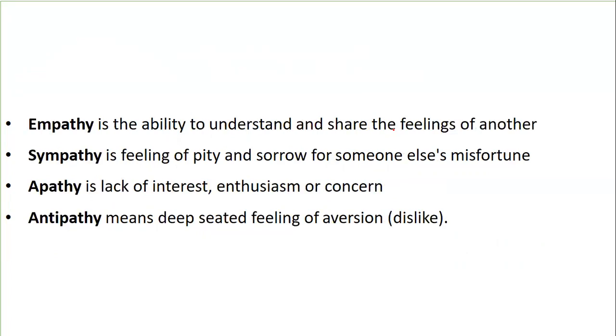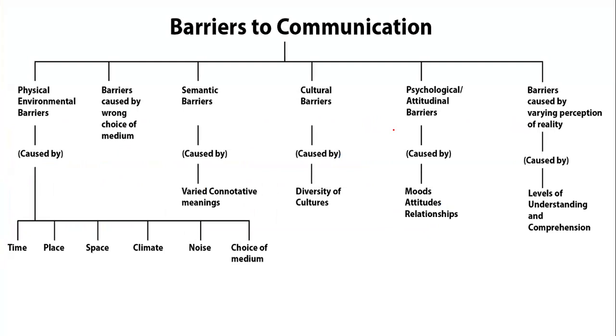Then here also, students get confused between empathy and sympathy. So a teacher always has to be empathetic. Empathetic means the teacher should understand the feelings of the student. Sympathy is nothing but a pity feeling, which is wrong and should never be expressed by the teacher. That means the teacher pities the student and will never allow the student to progress. Apathy means lack of interest, and antipathy means a feeling of dislike or aversion. Yes, so now barriers to communication.